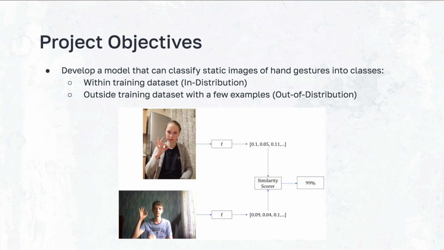While the types of hand gesture recognition tasks are numerous, in our project, we aim to develop a model that can classify static images of hand gestures into classes that are either within the training dataset, a task that we shall call the in-distribution or ID task, or outside the training dataset after being supplied with a few examples to compare to, a task that we shall call the out-of-distribution or OOD task. This diagram shows how an OOD sample can be compared with a reference example to obtain a similarity score.